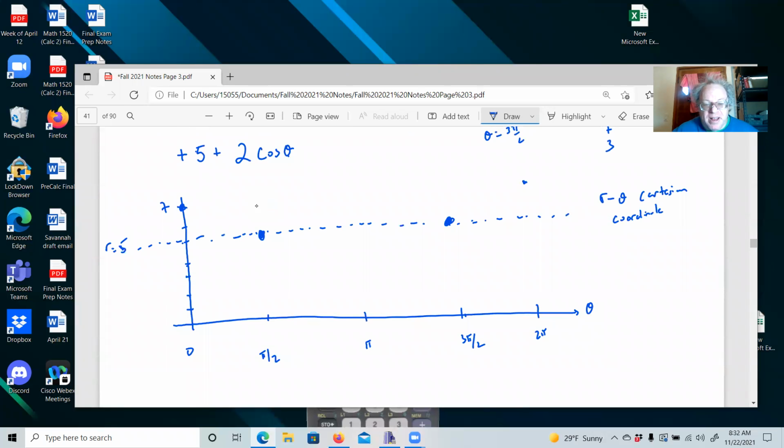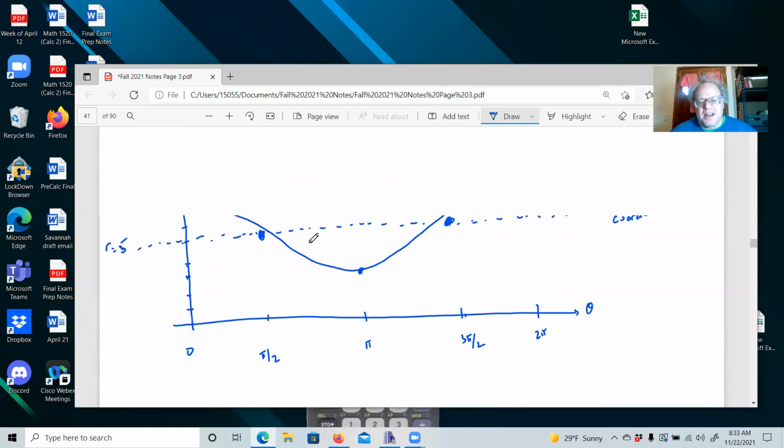And when it's pi, we get 2, but times -1, so we get -2. 5 minus 2 would be 3. So 1, 2, 3. All right, so here's our cosine. Pretend those match up.